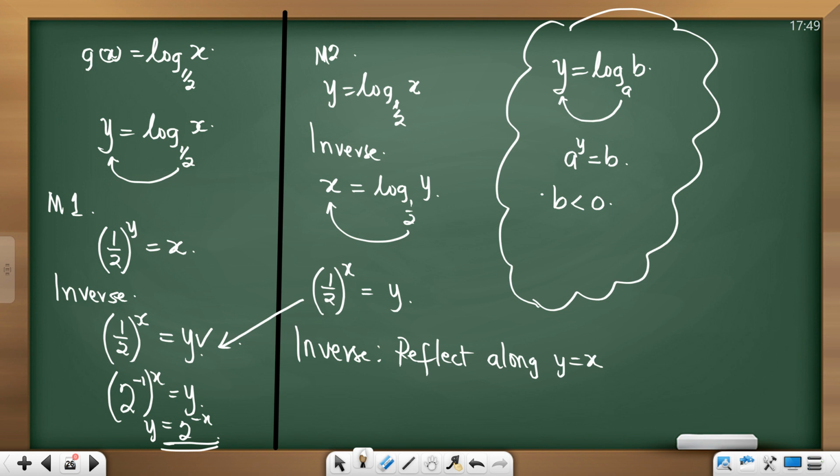Because you are saying your y is equal to x, therefore your x is equal to y. Anywhere you see y, you can write x. Anywhere you see x, write y. So take note of that language there. Inverse means reflect along the y equals x line. Everybody good there?